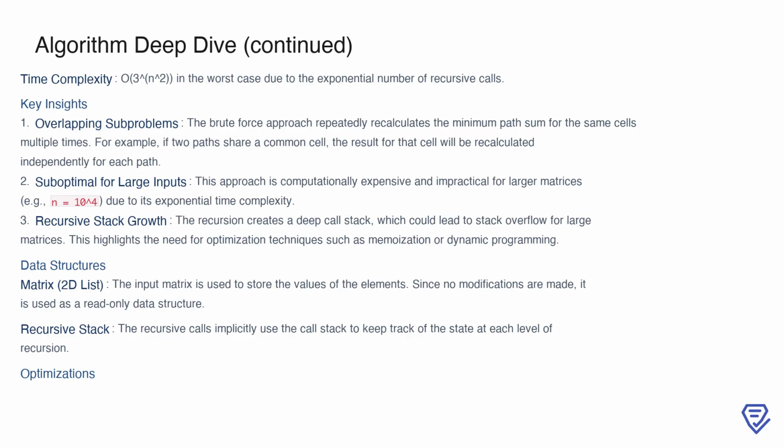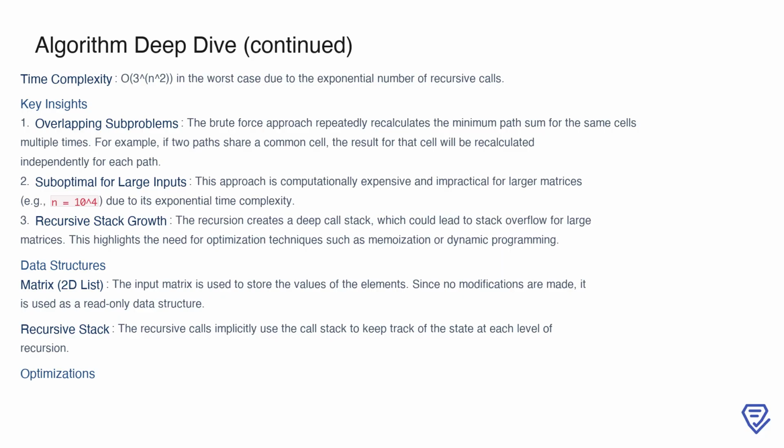This inefficiency is tied to the fact that the algorithm repeatedly recalculates the minimum path sum for the same cells. For instance, if multiple paths share a common cell, the result for that cell is recomputed separately for each path, leading to significant redundancy. This makes the approach highly impractical for larger matrices, such as when n is in the order of 10,000. Another issue is the depth of recursion. For large matrices, the recursive calls can lead to a deep call stack, potentially causing stack overflow. These factors highlight the need for optimizations to make the algorithm scalable.